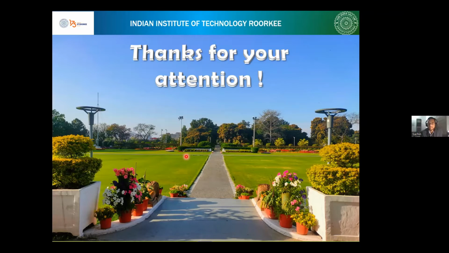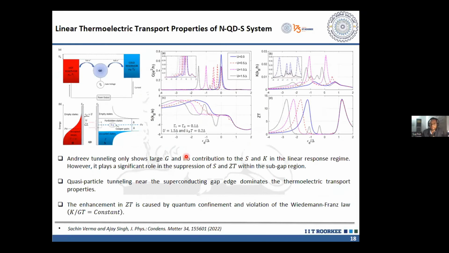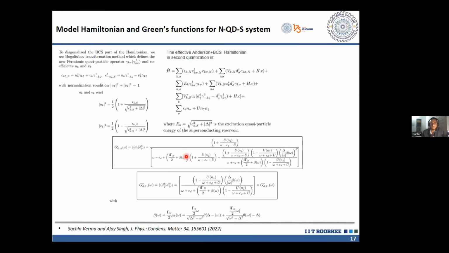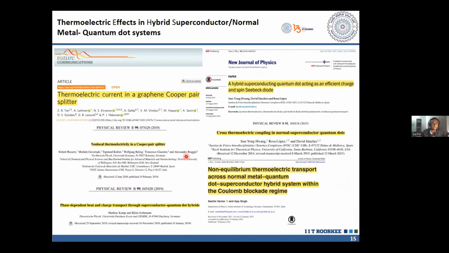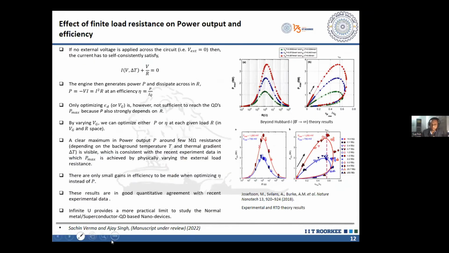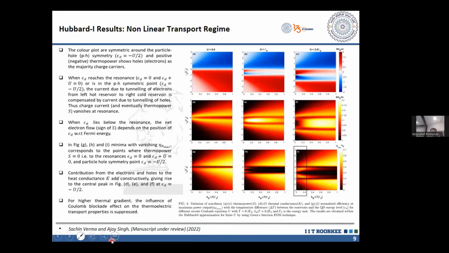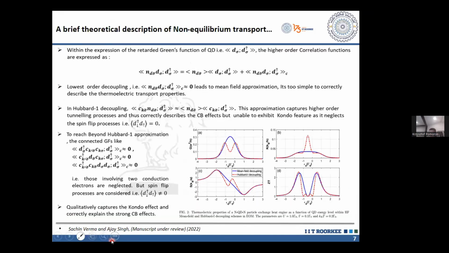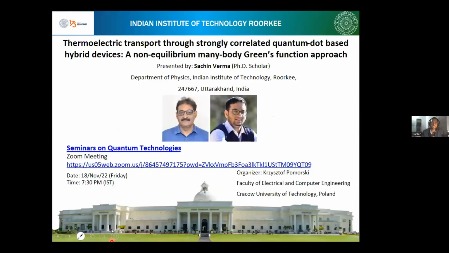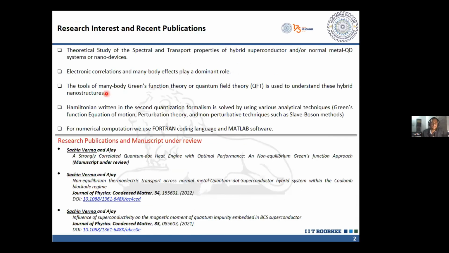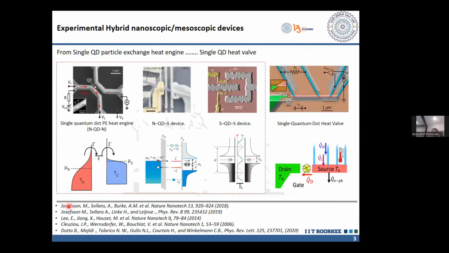Okay. So the first, as I told, there are few experiments in this field. So the first one is this experiment by Josephson, Josephson and his group. But it's a very close name to Josephson, right? But that's not Josephson, right? It's quite funny.